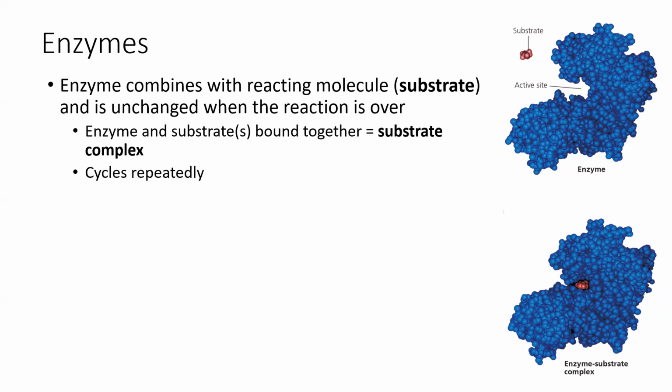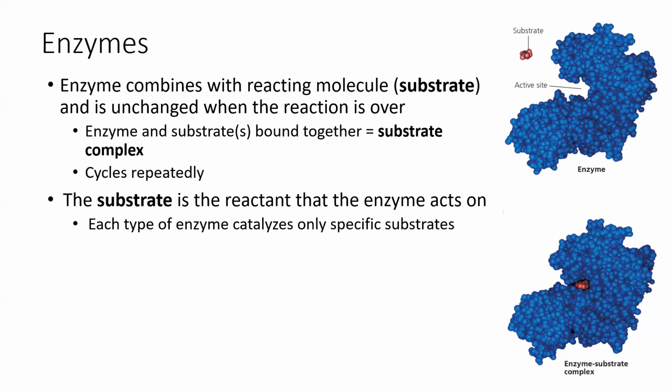Now, when that enzyme and the substrate combine together, we call that the enzyme-substrate complex. So right here, we can see our enzyme-substrate complex, which is where our substrate has been attached or bonded to our enzyme. And typically, the substrate bonds to the enzyme via hydrogen bonding or ionic bonding. That's how it hooks on there and holds on. And as I was mentioning, this can occur many, many times. This can cycle repeatedly.